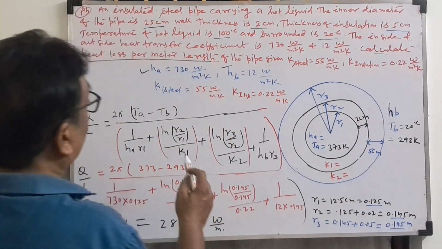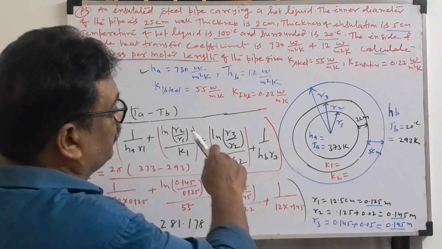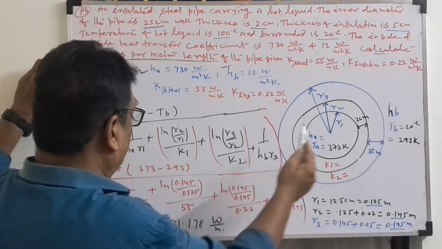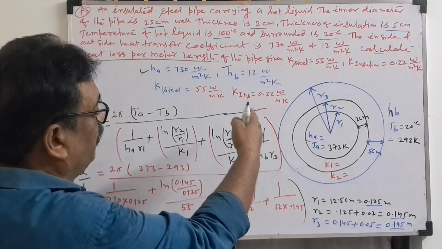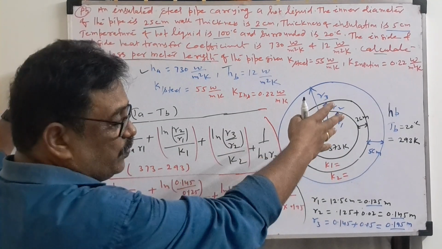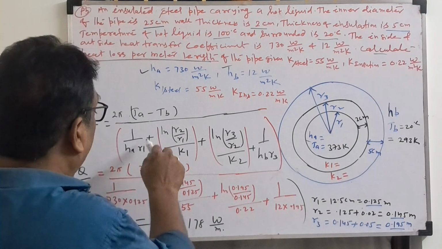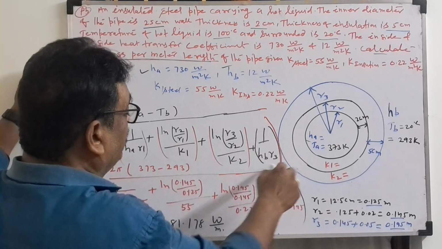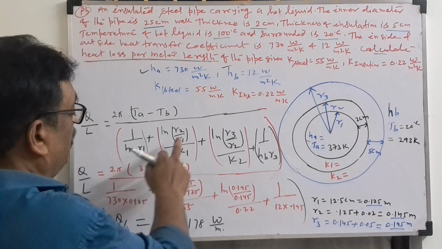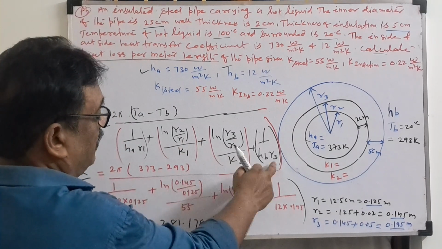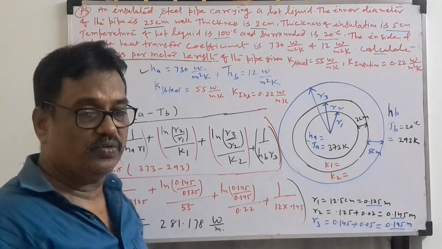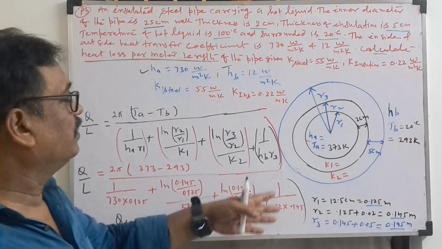Now look here. In the previous problem, they did not give the heat transfer coefficient, so we calculated only conduction for three layers and added three times. Now they have given convection also. So what is the thermal resistance for convection? This is conduction and convection; just substitute the values and get the answer.